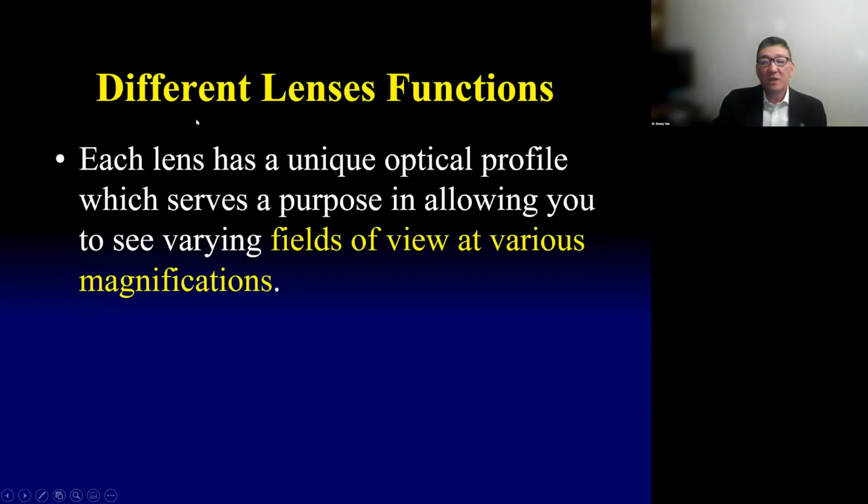Different lenses functions. Why do we have so many different types of lenses? As a matter of fact, there are actually many out there, depending on the companies that you use. Probably, and Subaru and Paul can correct me, I'm thinking about 50 different types of lenses out there. So why are there so many? Because each has a very specific purpose, depending on what you're looking at and the field of view and the magnifications that you want. You can actually select the right lens.